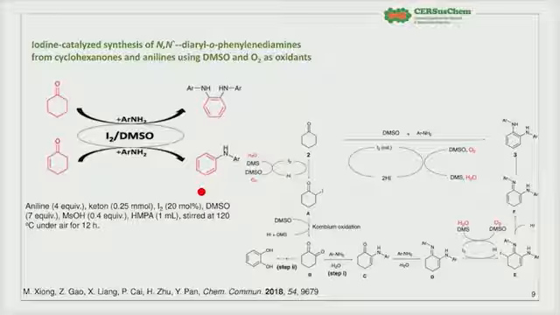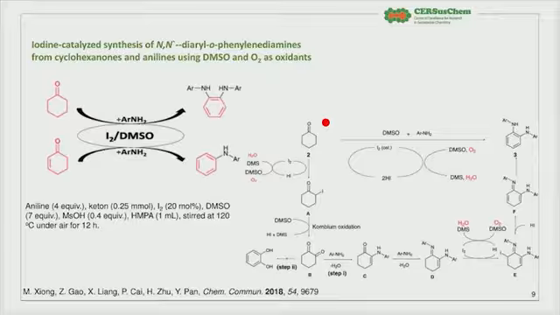The second literature which I took on this topic is by Pan and co-workers, where they reported the iodine catalyzed synthesis of N,N-diaryl ortho-phenylenediamines from cyclohexanones and anilines using DMSO and oxygen as oxidant species.